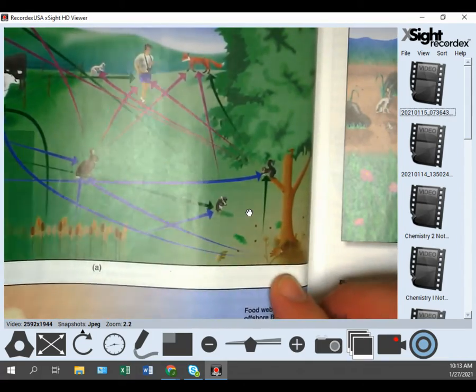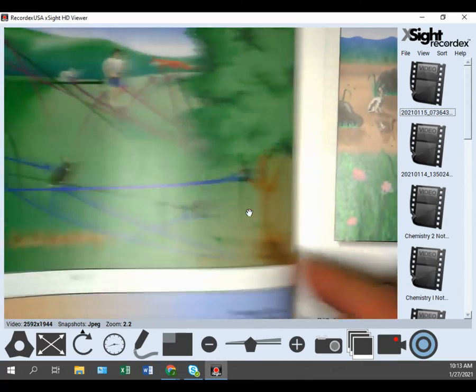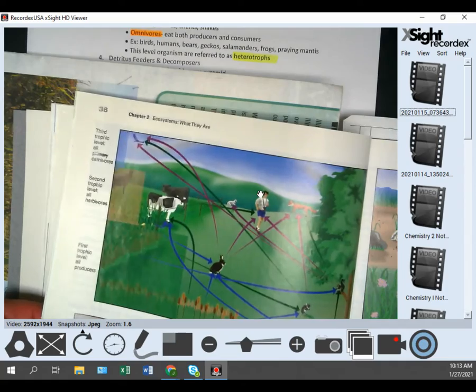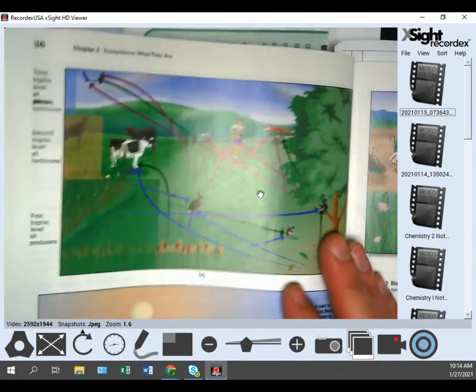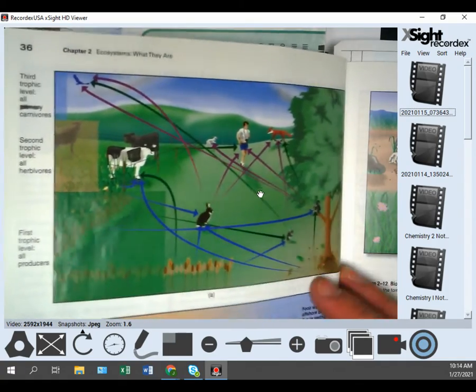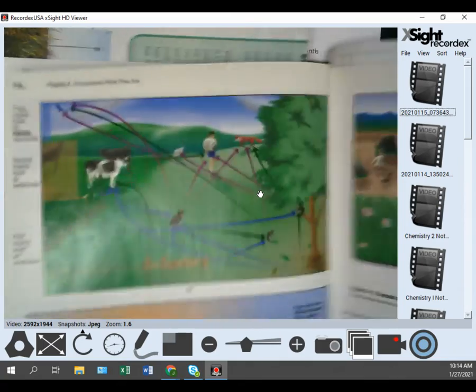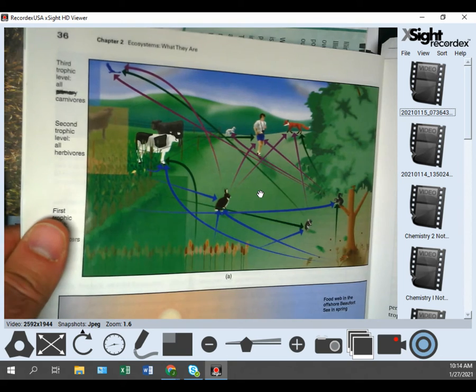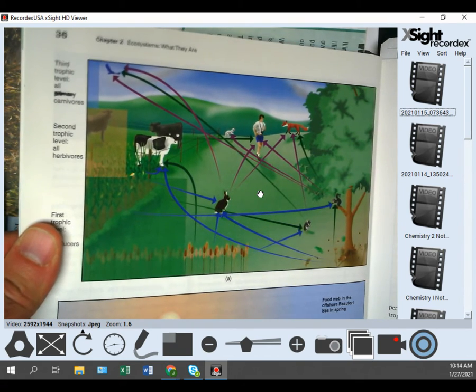So hold on, let me put that in there, hopefully. It's kind of hard with these pages being all shiny, but okay, so that's relatively decent.